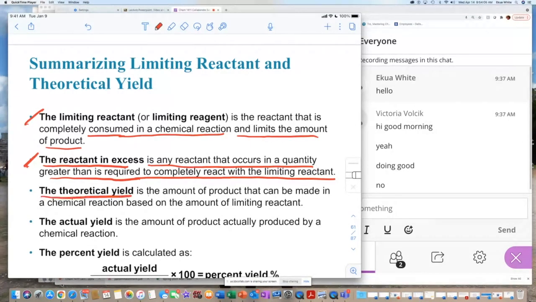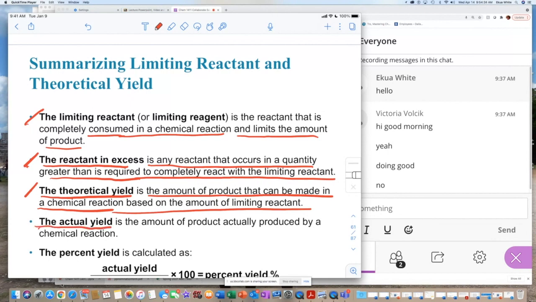The theoretical yield is the amount of product that can be made in a chemical reaction based on the amount of limiting reactant. Remember, the reaction goes on as long as you have the limiting reactant present. Once the limiting reactant ends, the show is over. The reaction is over. Everybody goes home, and whatever product you have is what you were able to make, right? And this is called the theoretical yield.